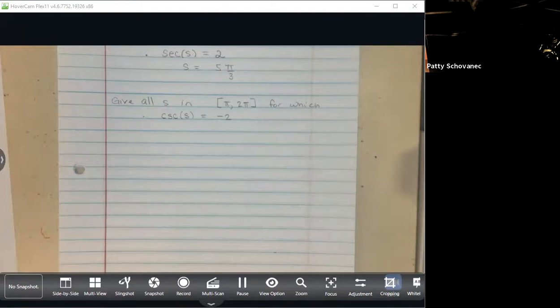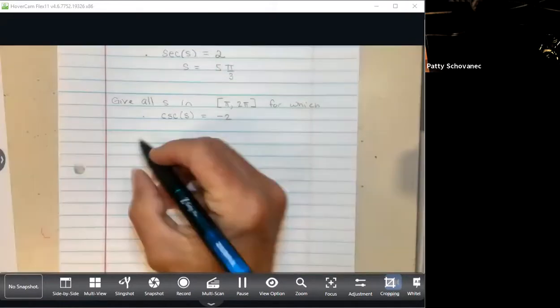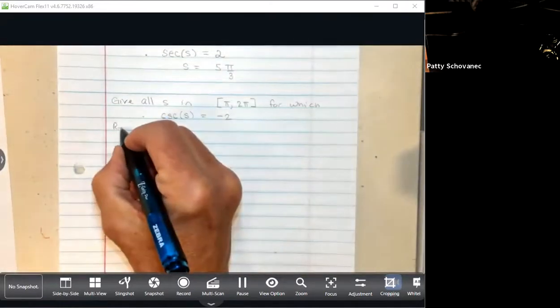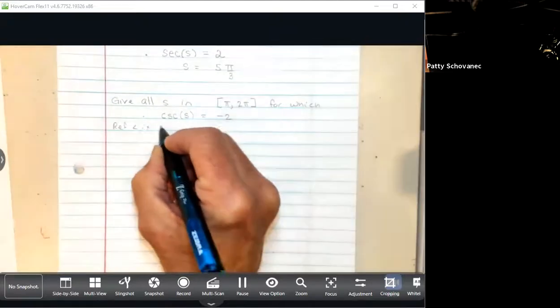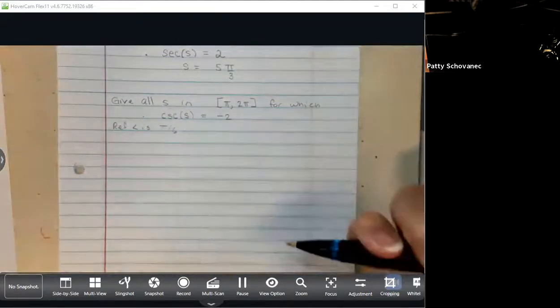Cosecant is 1 over the sine. Again, if cosecant is 2, then sine has to be a half, right? Where is sine a half at the reference angle? Give me the reference angle I'm going to be using. Pi over 6. So we need the quadrant 2 version of pi over 6 and the quadrant 3 version of pi over 6. So our reference angle is pi over 6.